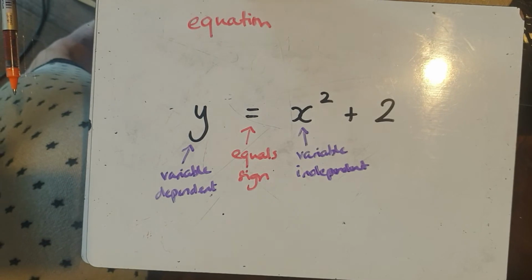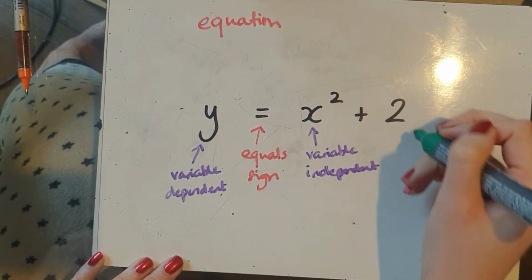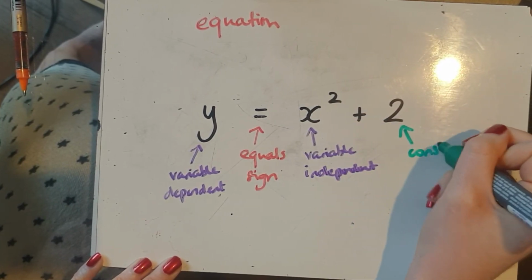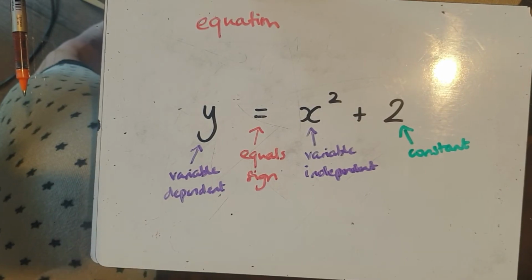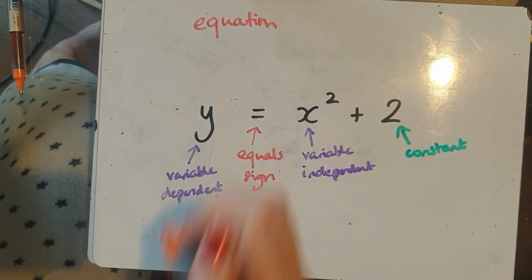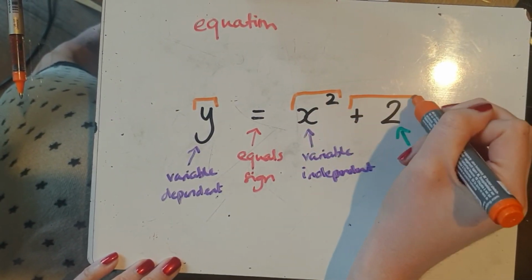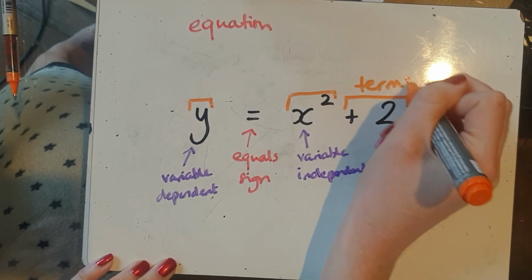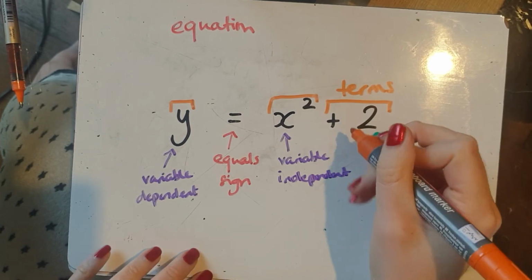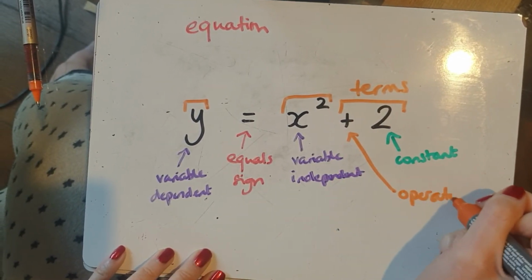The coefficient of x squared is not written down, it's just 1. 2, including plus, is the constant term. Y, x squared, and positive 2 are all terms. And then the addition sign is an operator.